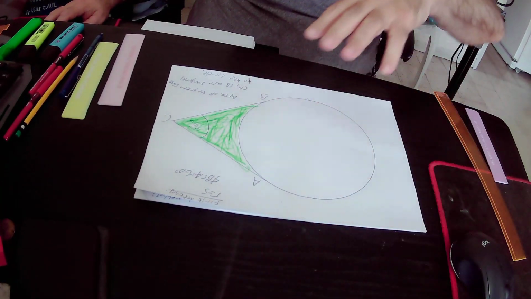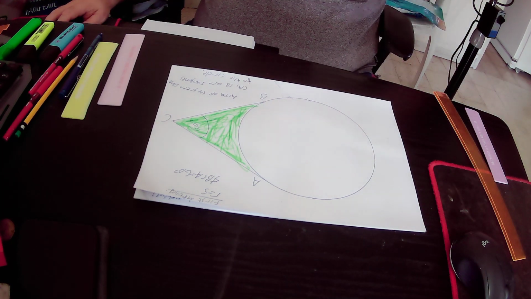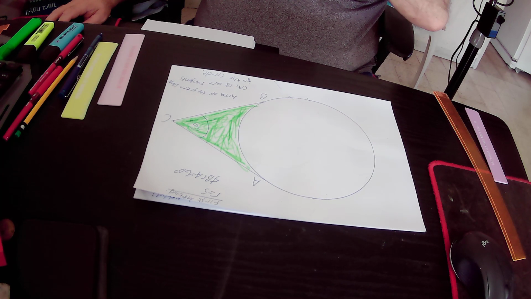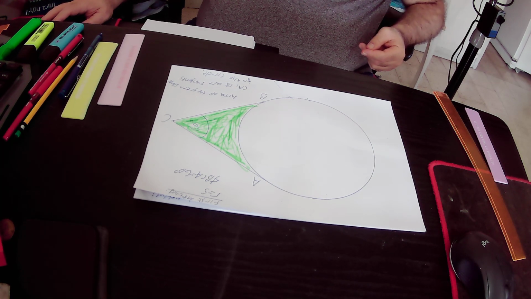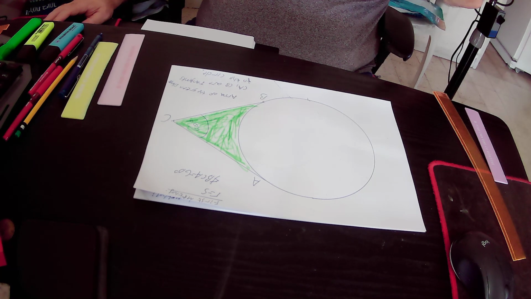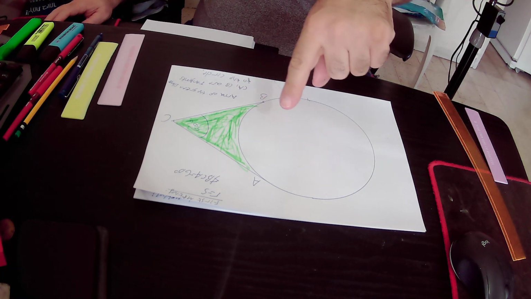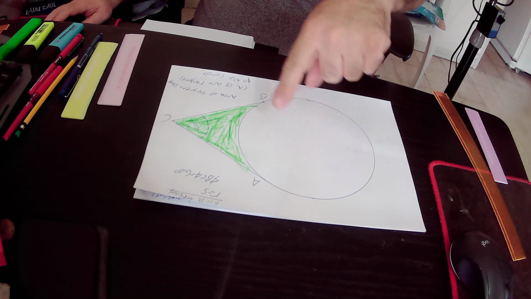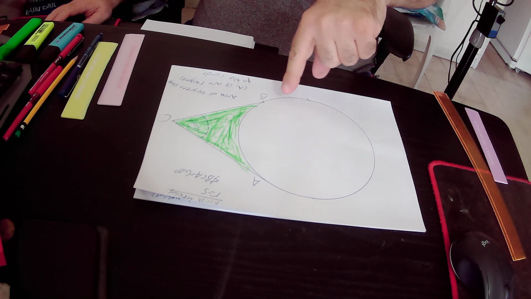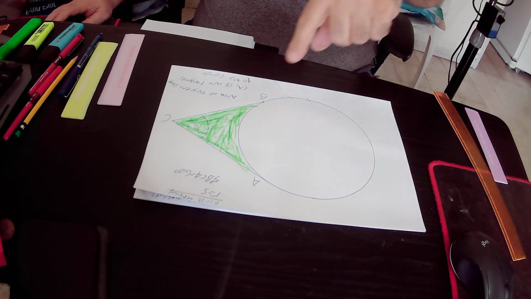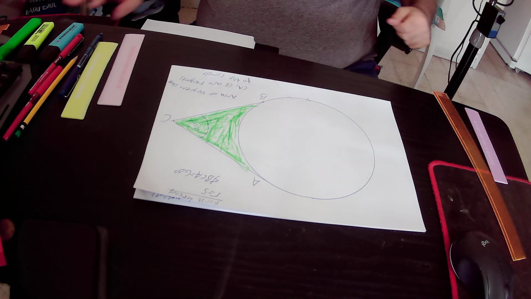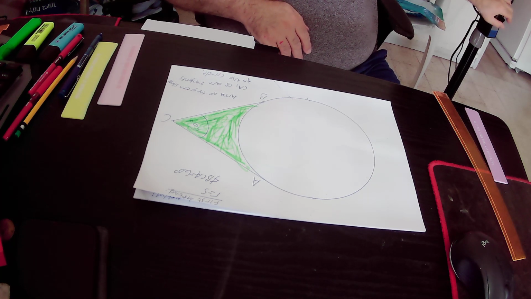Now, in this lecture, we will find the area of the green shape in three different ways. In the drawing, we have a circle. We know that the radius of this circle equals 5 units. And we also know that CA is tangent to this circle at point A, and CB is tangent to this circle at point B. Angle ACB equals 60 degrees, and we want to find the area of the green shape.